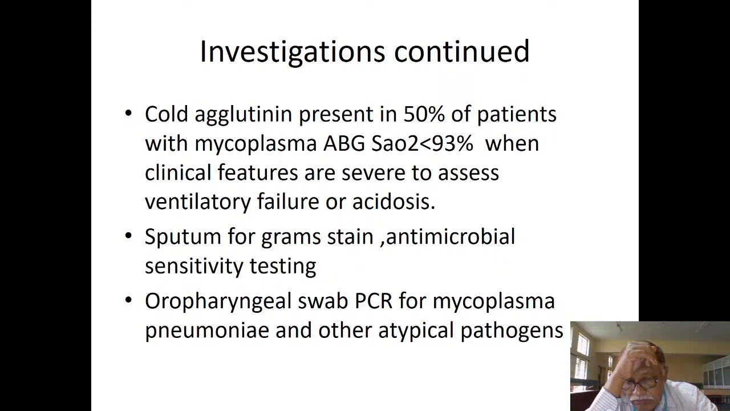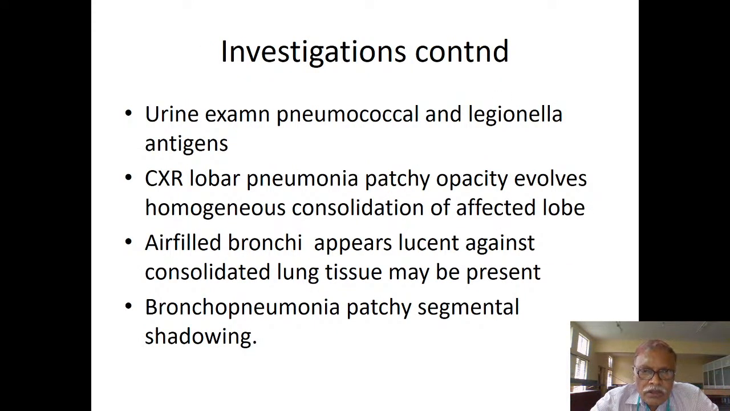Oropharyngeal swab and PCR for mycoplasma pneumonia and other atypical pathogens can be done. Urine examination: pneumococcal and Legionella antigens in pneumonia can be tested in urine, because these antigens are excreted through urine, that is pneumococcal and Legionella antigens.